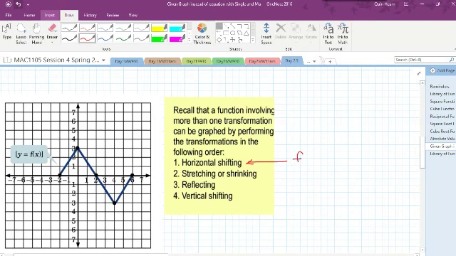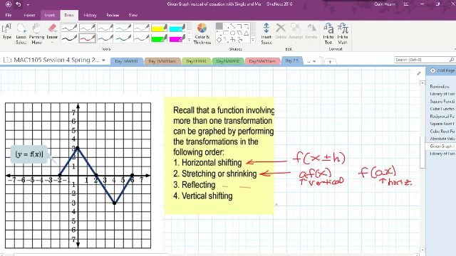Remember, a horizontal shift is when you add or subtract a number to the x inside the parentheses. Then you do any stretching or shrinking. Stretching or shrinking is when you multiply a number times the outside of the function, or multiply the number on the inside. If it's on the outside, you get a vertical stretch, or a vertical compression if the number is a small fraction. If it's on the inside, you get a horizontal stretch or compression. If the number is bigger, you get a compression. If the number is between 0 and 1, you get a stretch away from the y-axis horizontally.